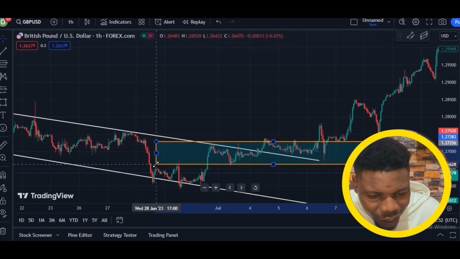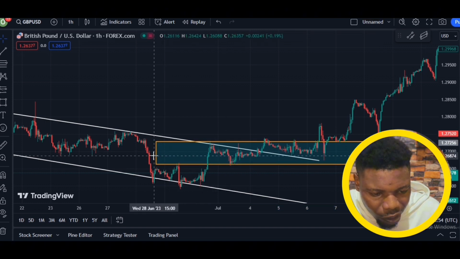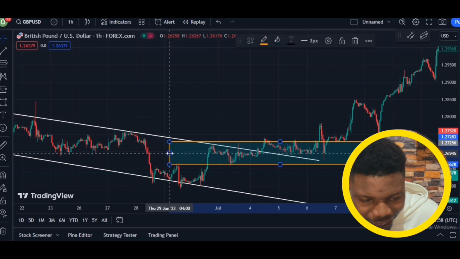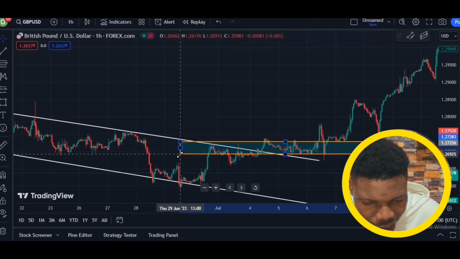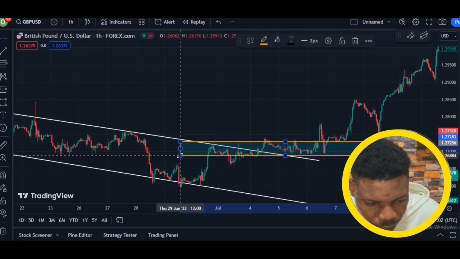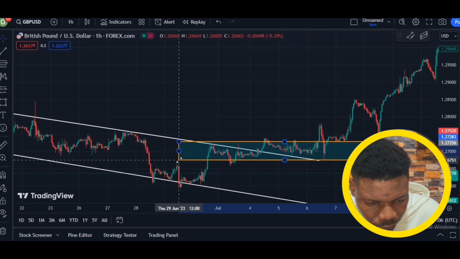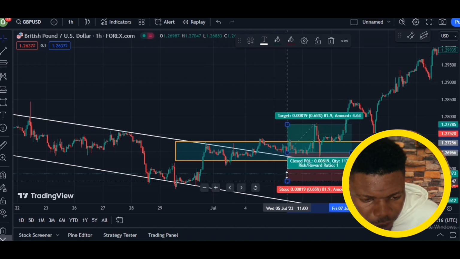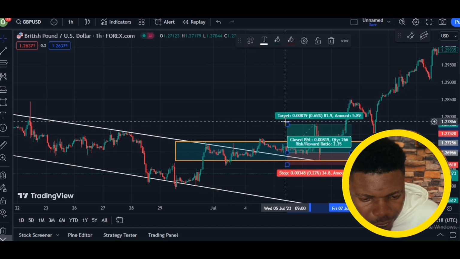If you want to draw a supply zone, this is how to draw the right supply zone, because this is where it ended. Nothing more, nothing less, guys. This is just it. So you enter your long position from here. You place your stop loss below this.